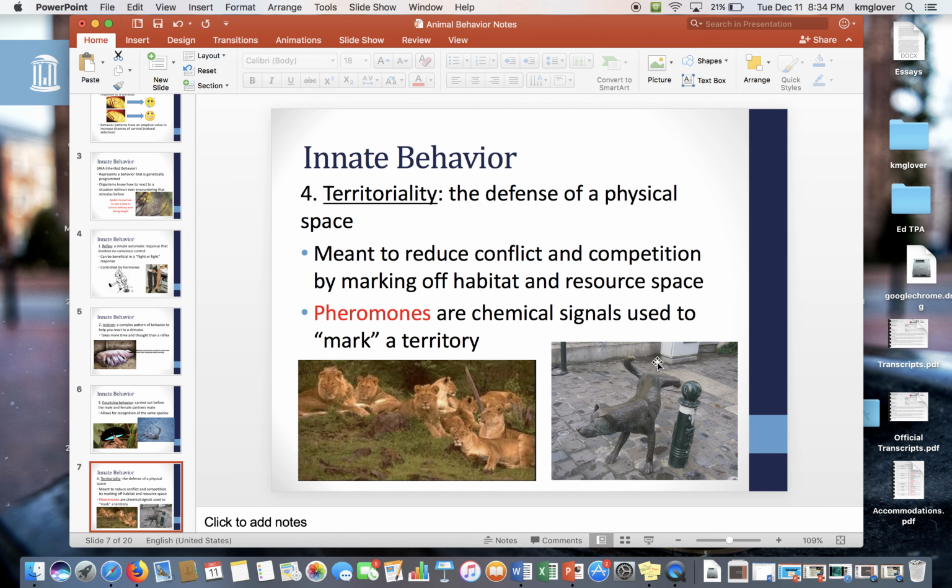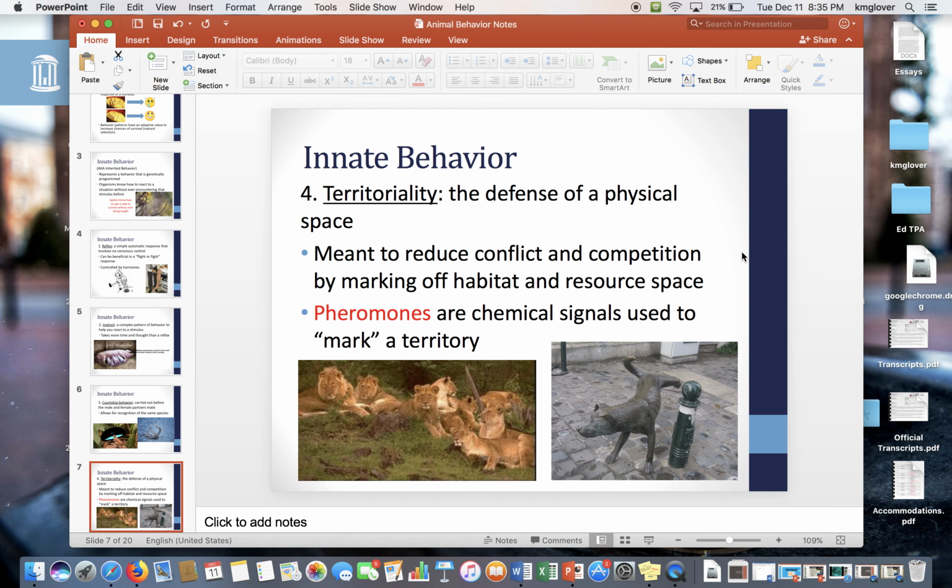territoriality. Okay, if you are territorial over something, you are defending your space. Think of a dog. It marks its territory. It usually pees on something. Look, usually a dog will pee like on a fire hydrant. You've seen that. Okay, so you're marking your territory. But territory is defending a physical space, and it's meant to reduce conflict and competition by marking off habitats and other resources.